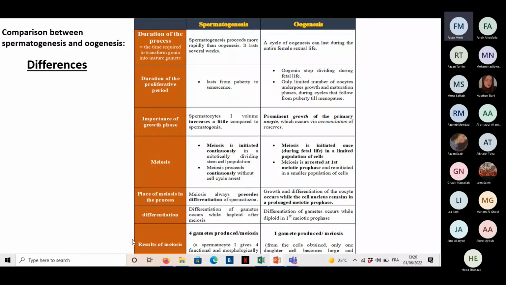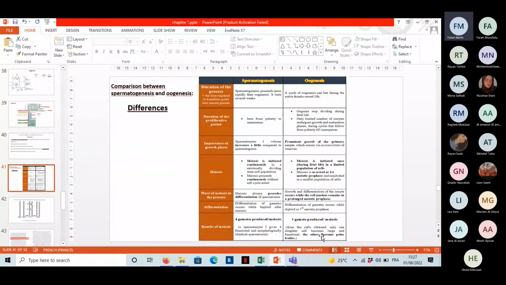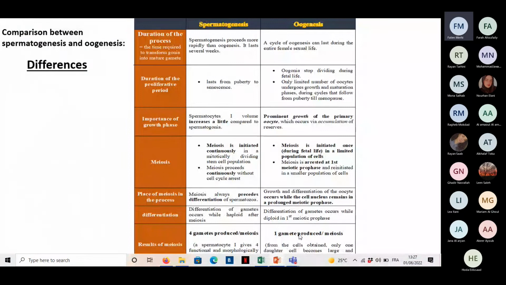And we have a difference regarding the results of the meiosis. During spermatogenesis, we obtain 4 gametes from one primary spermatocyte. So each primary spermatocyte will produce 4 functional gametes. However, during oogenesis, we will obtain only one ovum. We will obtain one ovum and one polar body. So we will obtain mainly one functional cell, one gamete. As a result of oogenesis, we obtain one gamete, which is a functional reproductive cell. However, during spermatogenesis, we obtain 4 functional reproductive cells, 4 functional gametes.